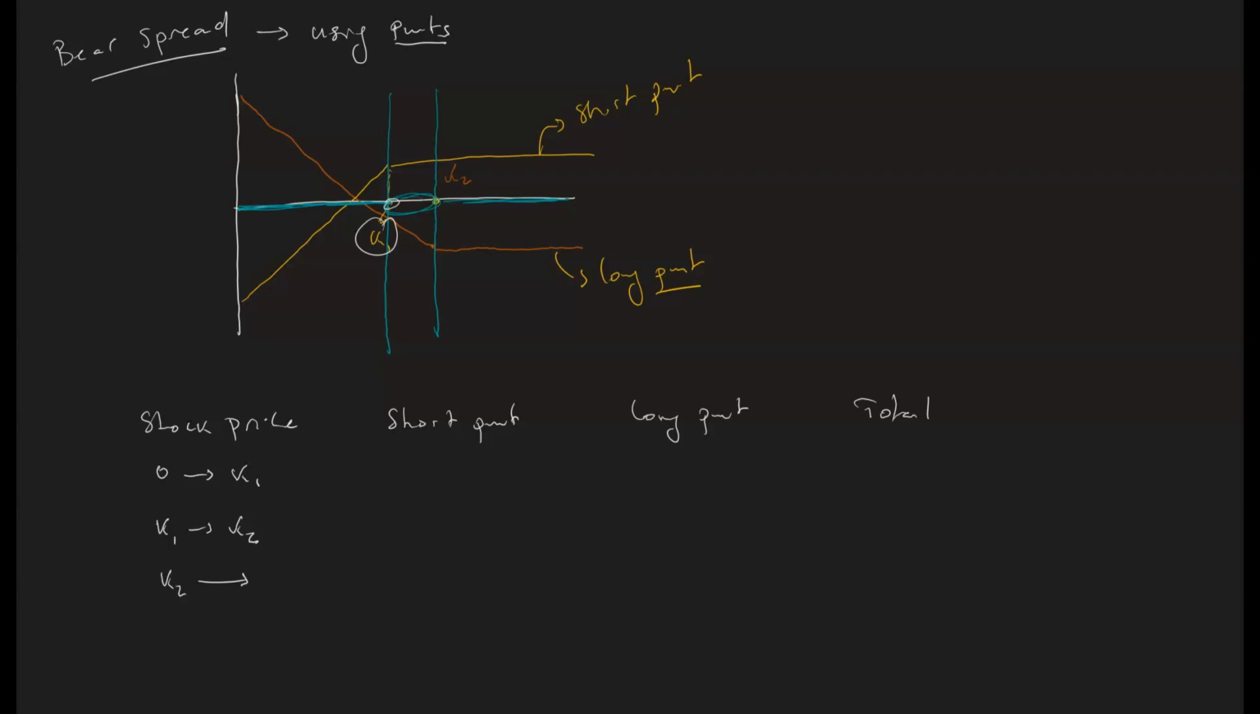Now, on the short put, you receive a premium. That is this premium that you're receiving. On the long put, you actually pay a premium. This is how much you pay. So this would be an income, that would be an outflow.